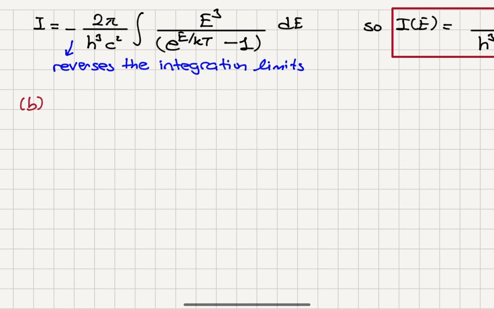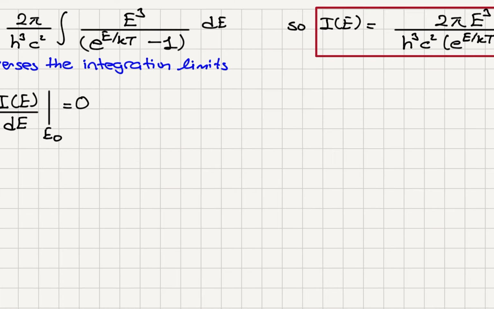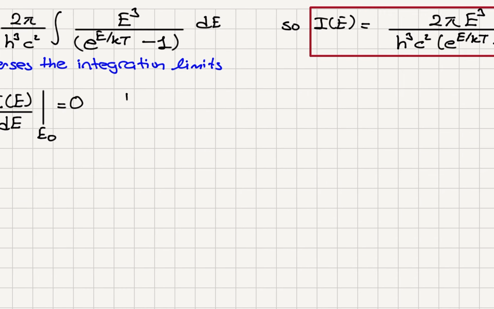So in order to find the maximum intensity energy, the dI/dE at that point must be equal to 0. So what is the dI/dE evaluated at E0?